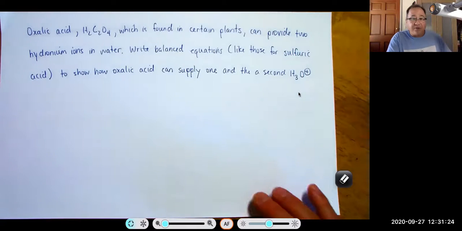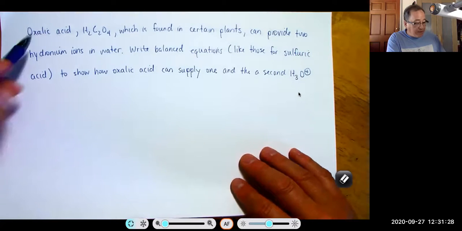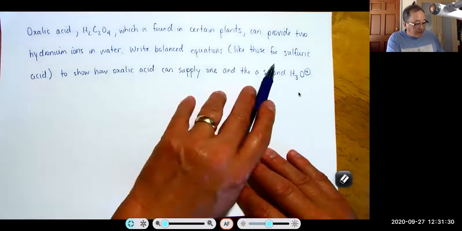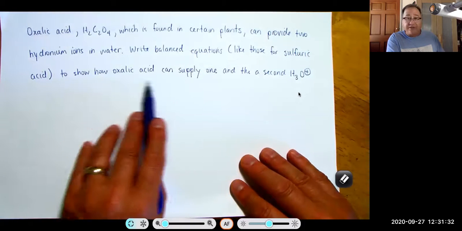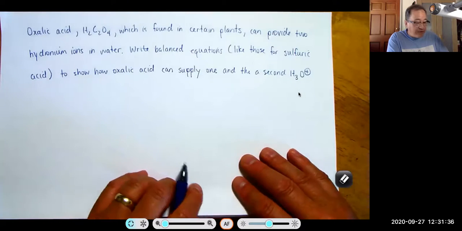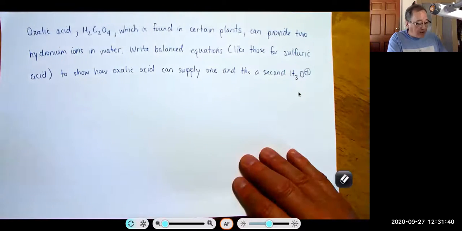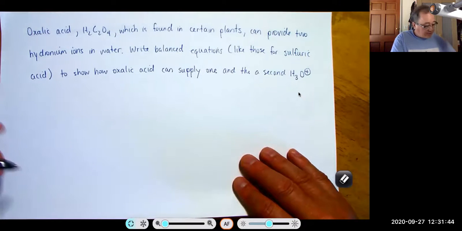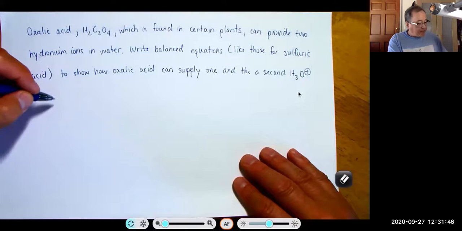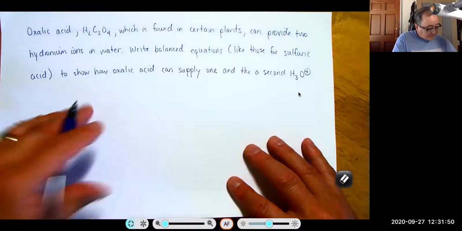Oxalic acid, which is found in certain plants, can provide 2 hydronium ions in water. Write balanced equations like those for sulfuric acid to show how oxalic acid can supply one for a second H3O. Now, if you go back to the previous lecture, you'll see that for sulfuric acid, we showed how sulfuric acid reacted with water. We did the Bronsted-Lowry. So we'll do the same thing here. And we're going to leave the states off for a moment, and I'll fill them in just a bit.